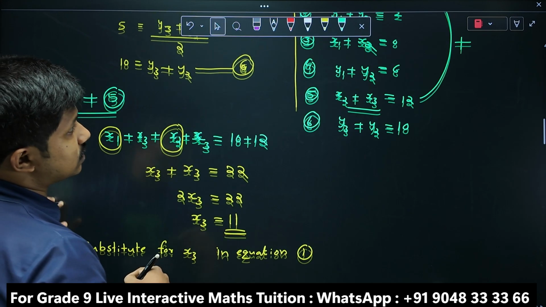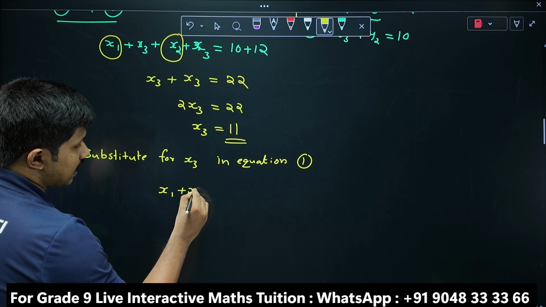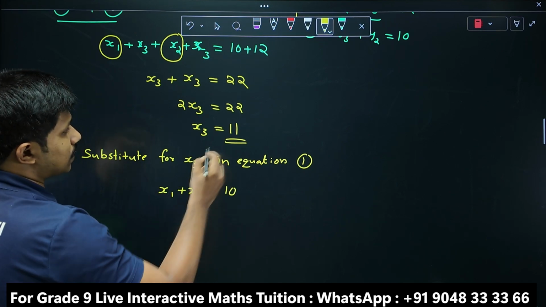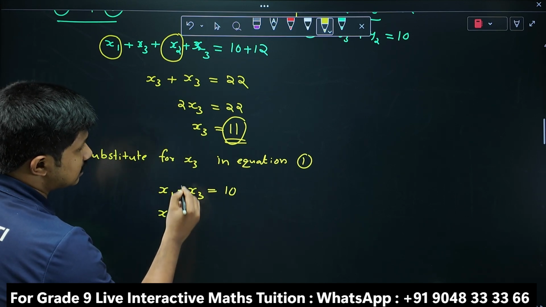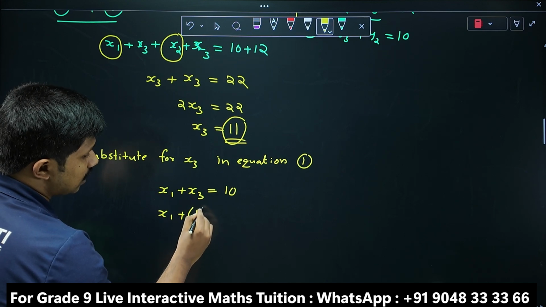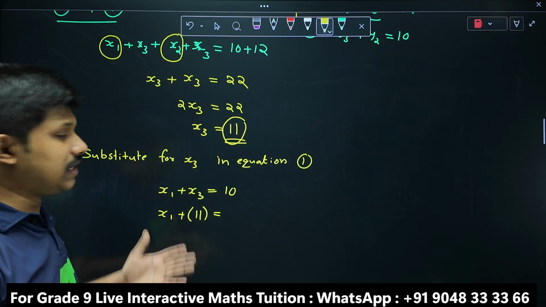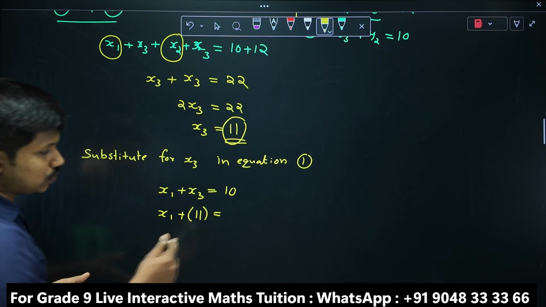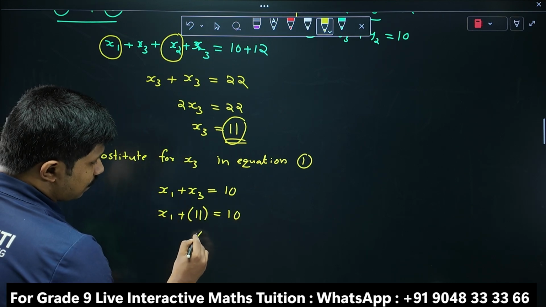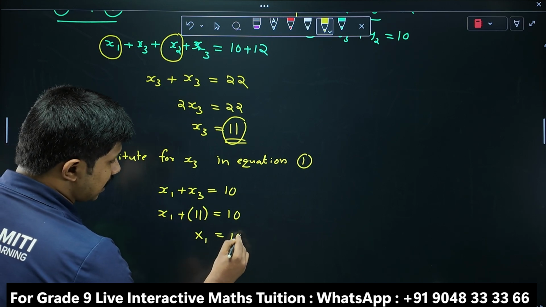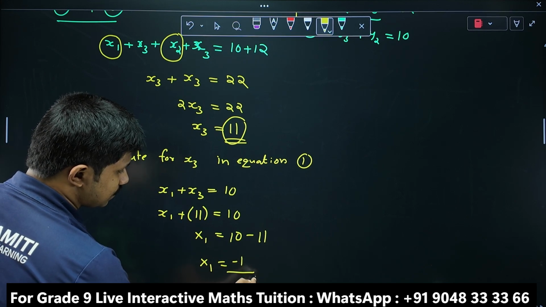So let us first write the equation 1. x1 plus x3 equal to 10. When you substitute, putting brackets is a good idea. x1 plus x3, instead of just writing 11, I write bracket 11, so that teachers can easily understand which variable is substituted. So x1 plus 11 equal to 10. You can find the value of x1 by subtracting 10 minus 11, which is equal to minus 1.